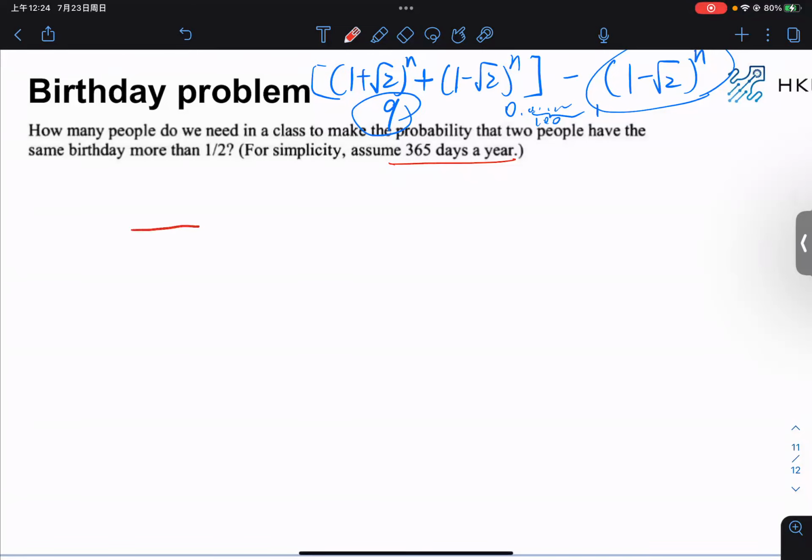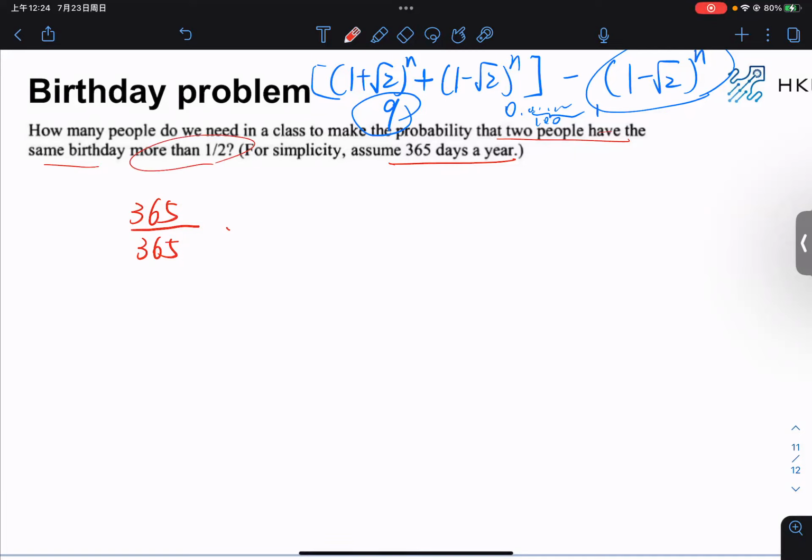For the first person, it could be any day. So for the first person, we can choose any one of them. But if I want the probability that two people have the same birthday to be more than 1/2, how many people do we need? We need to convert this into a counting problem. And what kind of counting problem is that? We need at least more than 1/2, right?